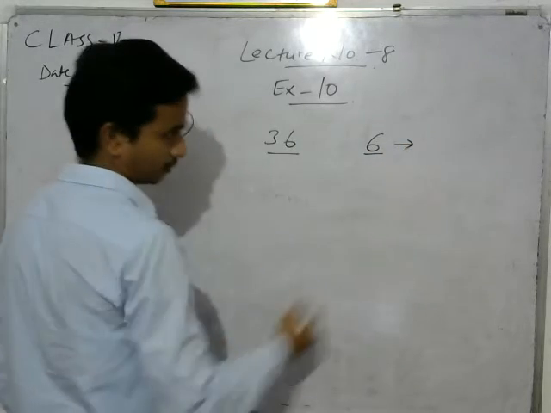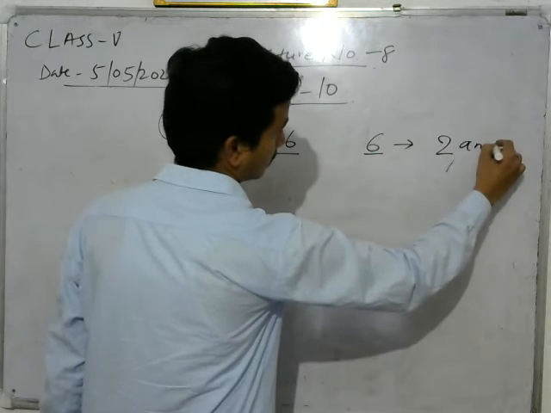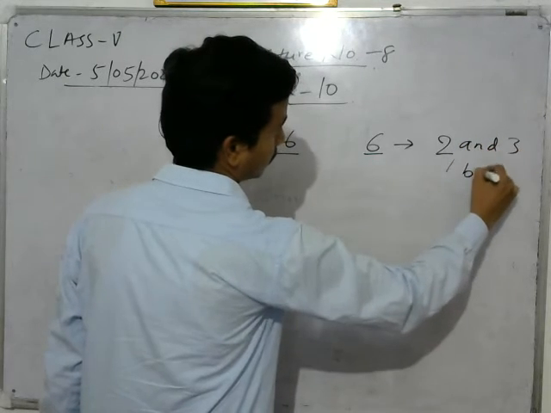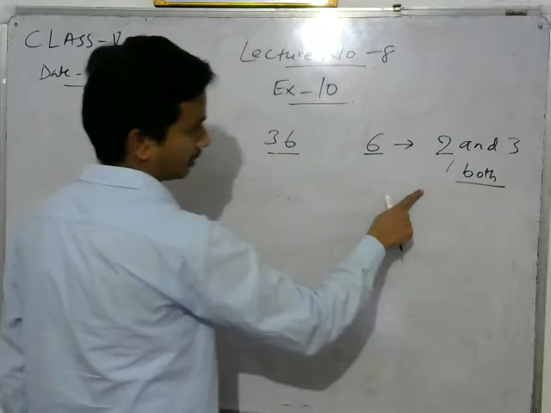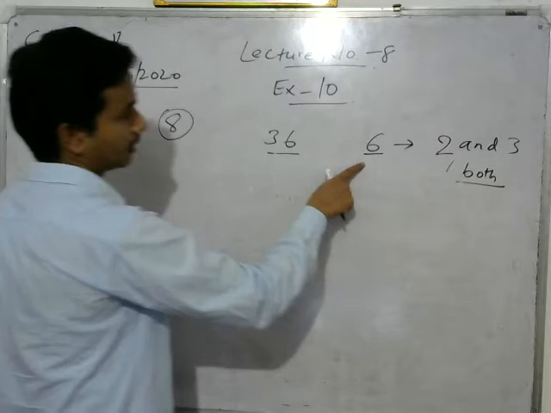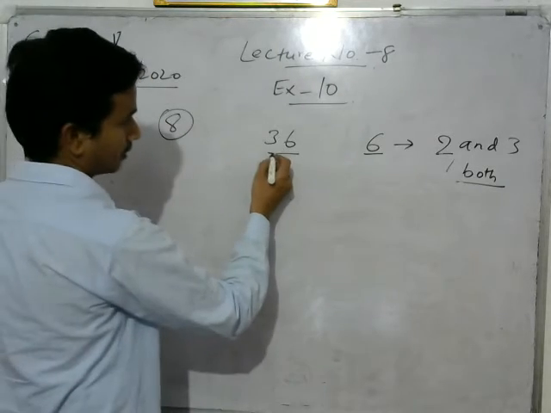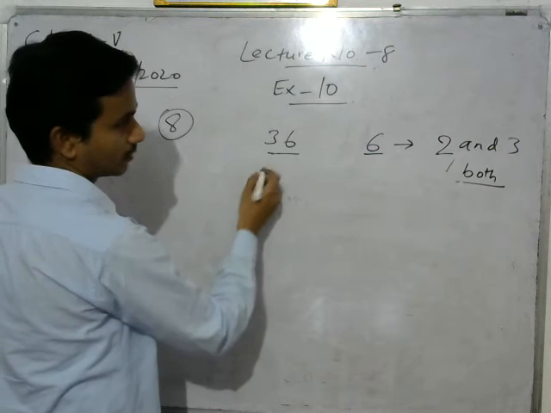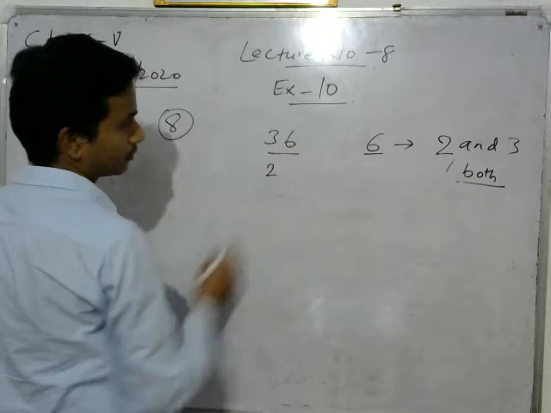The given number should be divisible by 2 and 3 both. If any number is divisible by 2 as well as 3 both, then we can say that that number is divisible by 6. So first of all, check if this number 36 is divisible by 2 and 3 both or not. Is it divisible by 2?